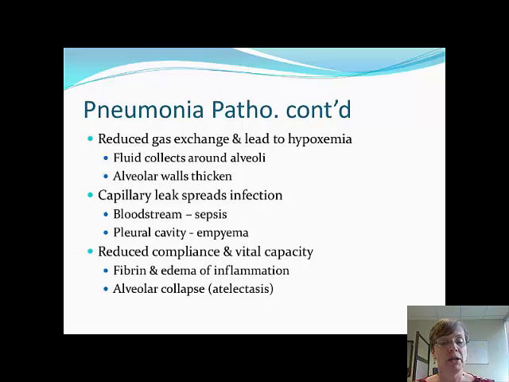If it gets into the bloodstream, it can then spread and you have a patient with sepsis, or it can move into the pleural cavity, and in that case, empyema. The whole process of fluid filling the alveoli and the loss of compliance with the fibrin and edema, with the inflammation, all come together, and the alveoli also start to collapse, creating atelectasis.